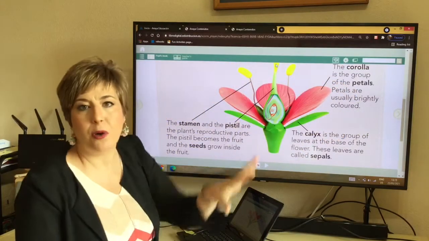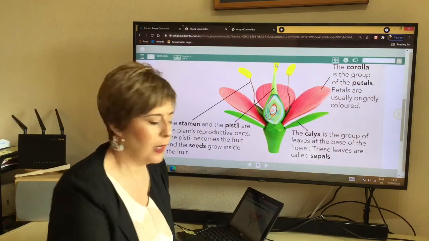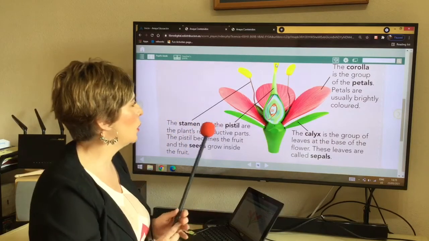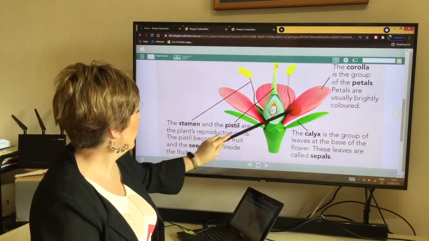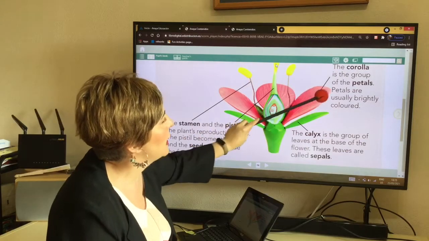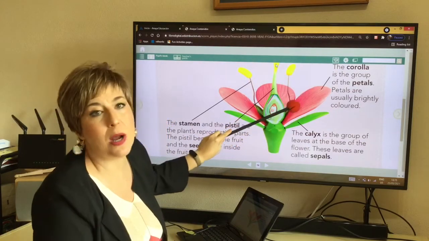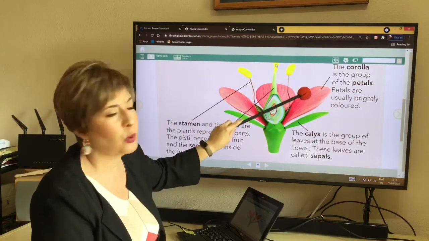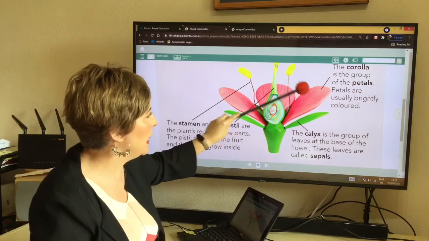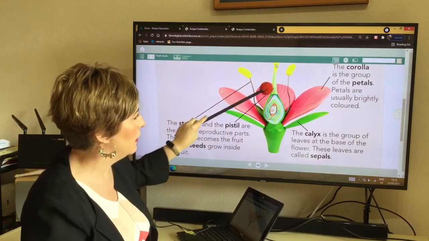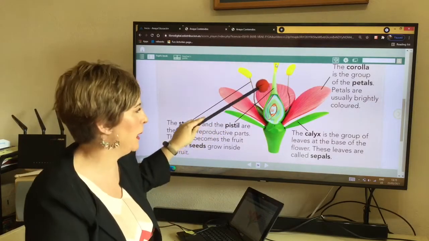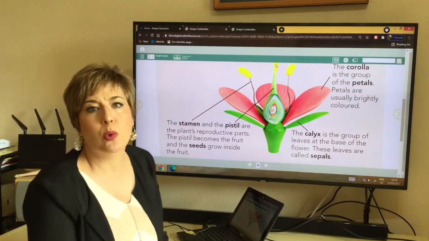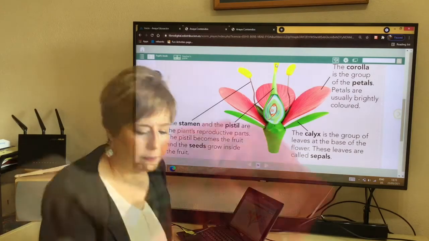Here we have all the parts of the flower, and we are going to go one by one. The first thing I'm going to say is the petal. This is one petal. It's usually colored. Many petals together, so usually 6, 7, 12 petals together make what we call the corolla.